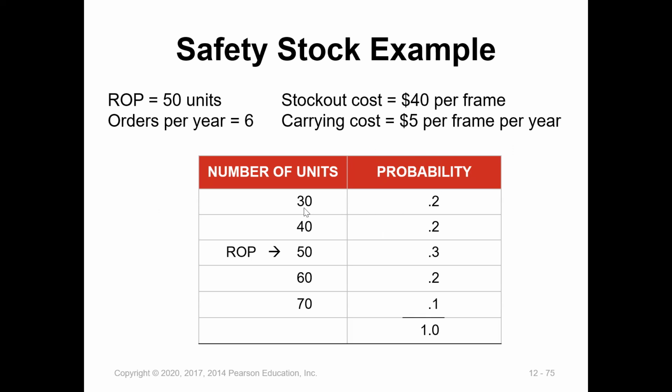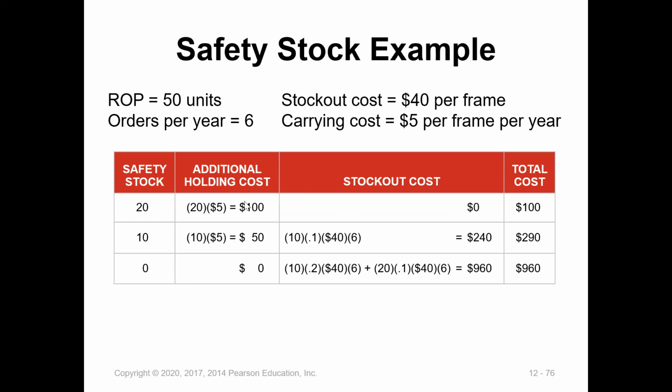The probability of selling 30 units is 20%. The probability of selling 40 is 20%. The probability of selling 50 is 30%. The probability of selling 60 is 20%. The probability of selling 70 is 0.1, or 10%. This should add up to 100%. So if you have one missing, you subtract the total from 1, and this will give you the missing probability. We know that.